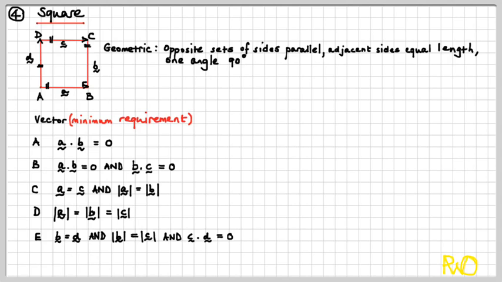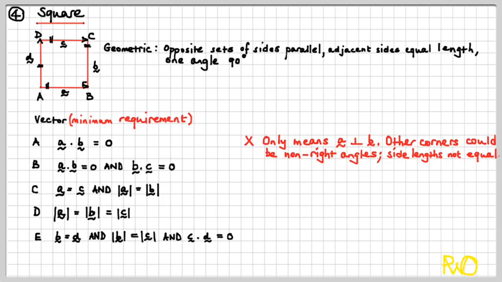Right, you're back. All right, now here we go. Option A, vector A dotted with vector B equals 0. Well, that just means that they're at right angles to each other, but that's not enough. That just means that A is perpendicular to B. Other corners could be non-right angles, side lengths could be not equal. It's a bit of a mess. That's no good. What about option B?